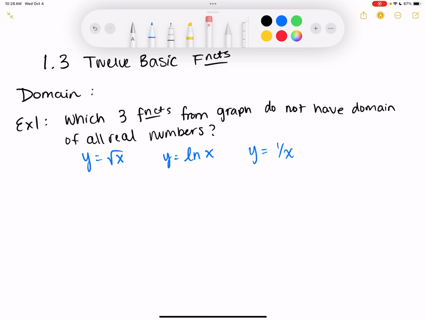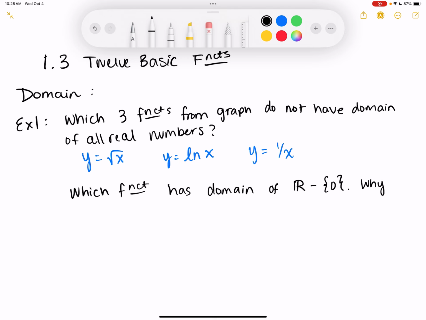All right, still on the domain ones. Let's do another one. Which function has a domain of all real numbers minus basically 0? So 0 is the only number not in the domain.